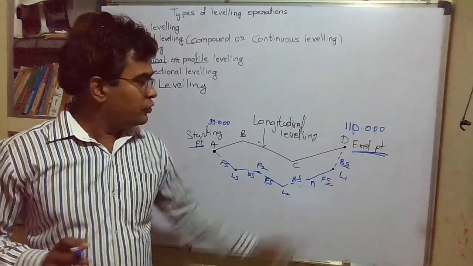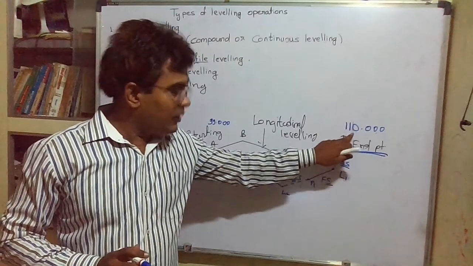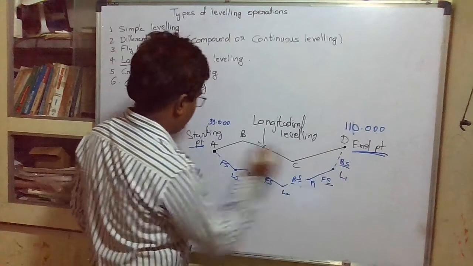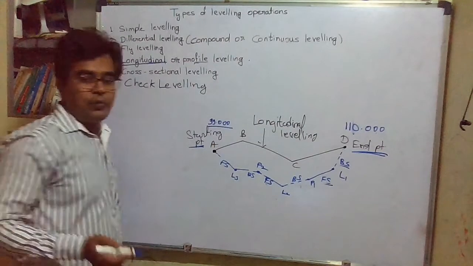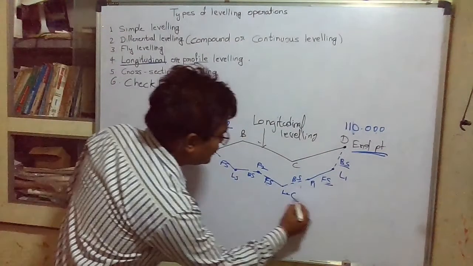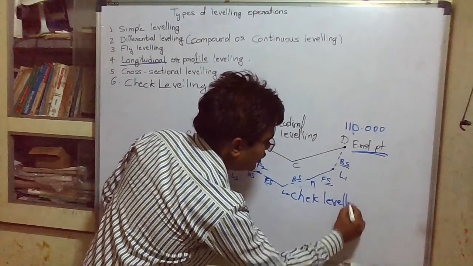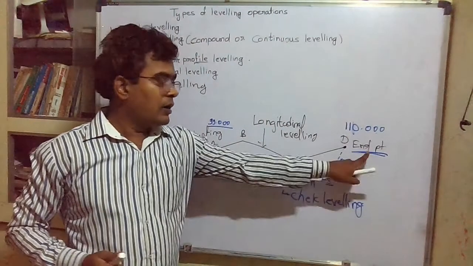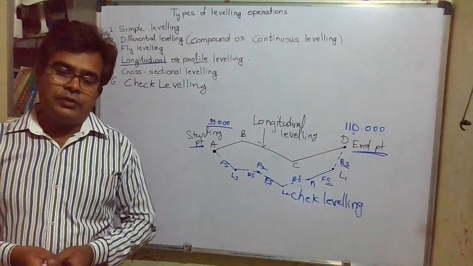correct or not. So whatever end point RL we got, taking that now as the reference, 110, we will find out the RL of this starting point, and it should come as 99.0 if our work is correct. So this is nothing but check leveling, which is done at the end of the day to check the accuracy of the work. We connect the end point to the starting point to check the accuracy of the work.